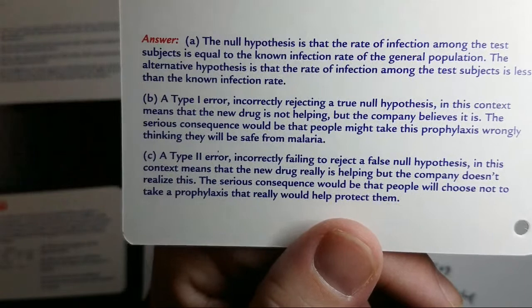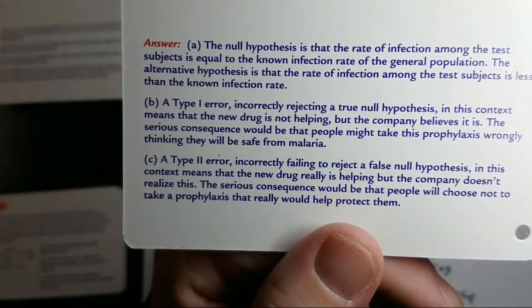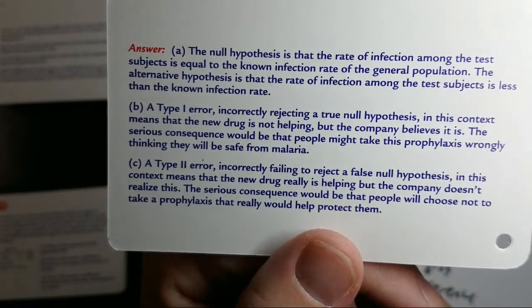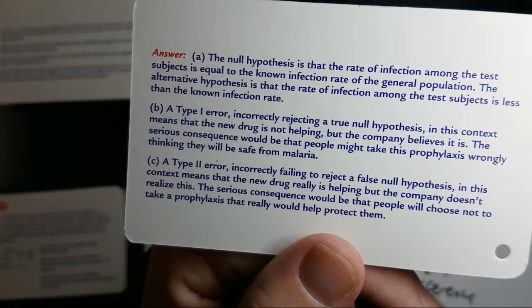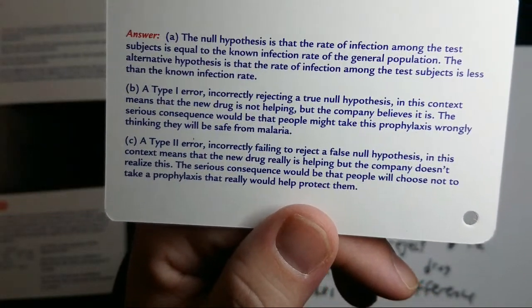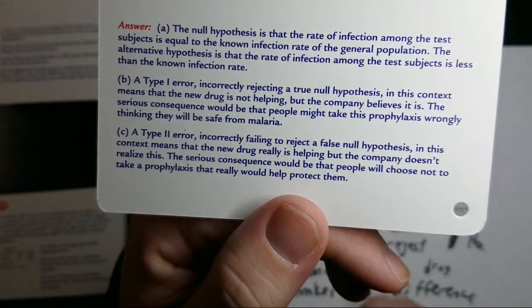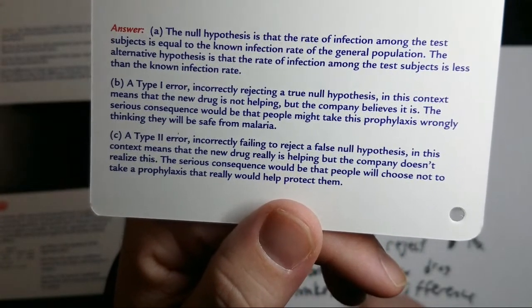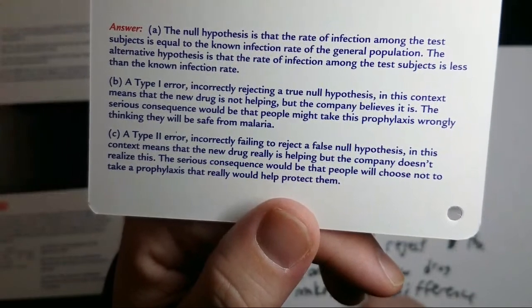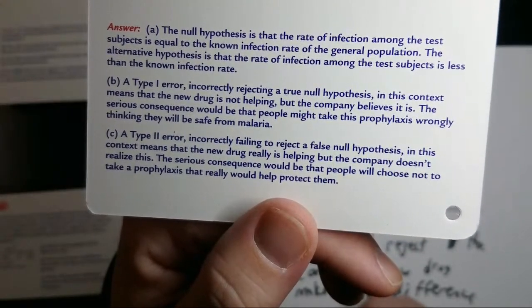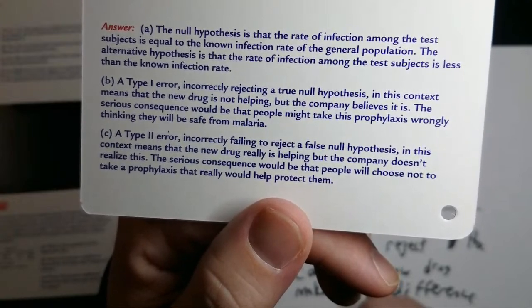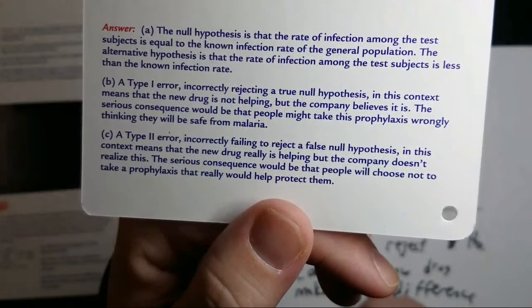The serious consequence would be that people might take this drug wrongly, thinking they will be safe from malaria. Thinking it actually reduces the malaria rate, when in reality it doesn't. Type 2 error, incorrectly failing to reject the null hypothesis in this context, means the new drug really is helping, but they don't realize it. The consequence would be that the people will choose not to take the drug that would really help protect them.